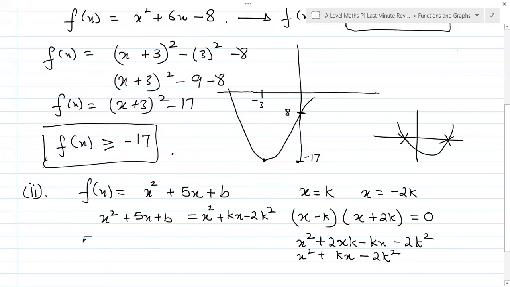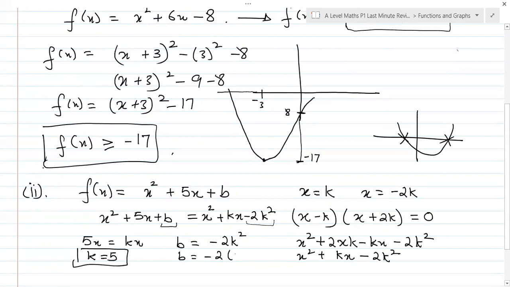Now we are going to compare the 5x with kx, and we get the k value as 5. Then we're going to compare the b value with minus 2k squared. The b value is the term which has no x. So the term which has no x over here is just minus 2k squared. So b is equal to minus 2, and we got the k value as 5. So 5 squared is 25, so b should be 25 times minus 2. That should be minus 50. So b is equal to negative 50.